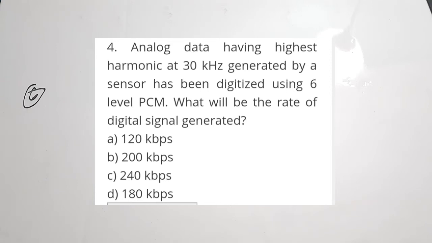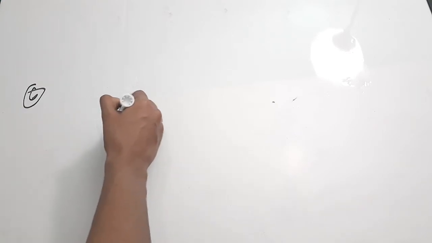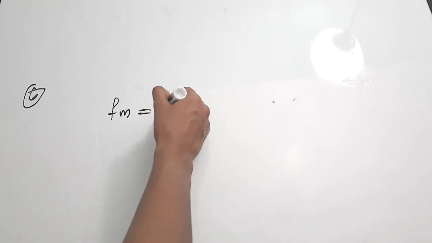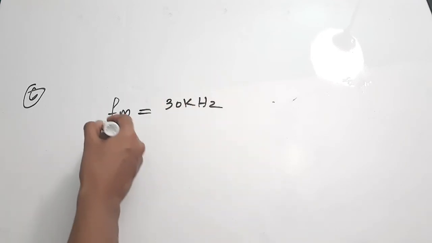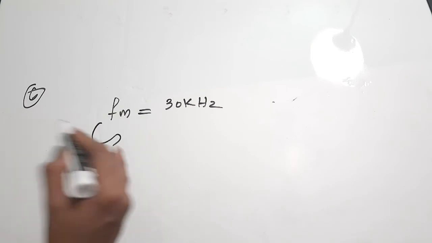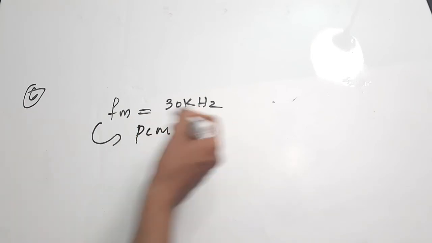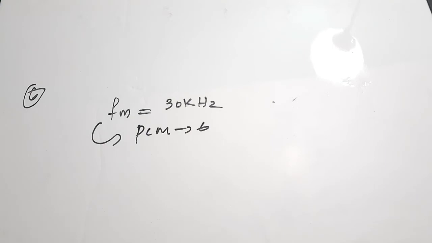So we are actually going to digitize a signal using a 6-level PCM. The signal which we are originally using has a 30 kilohertz highest harmonic, meaning a peak frequency. So how to understand this question? First, the peak frequency of your wave is equal to 30 kilohertz, right? And this wave we are going to digitize using PCM, which has 6 levels. Now, when we say 6 level, we mean it is getting quantized using 6 levels.